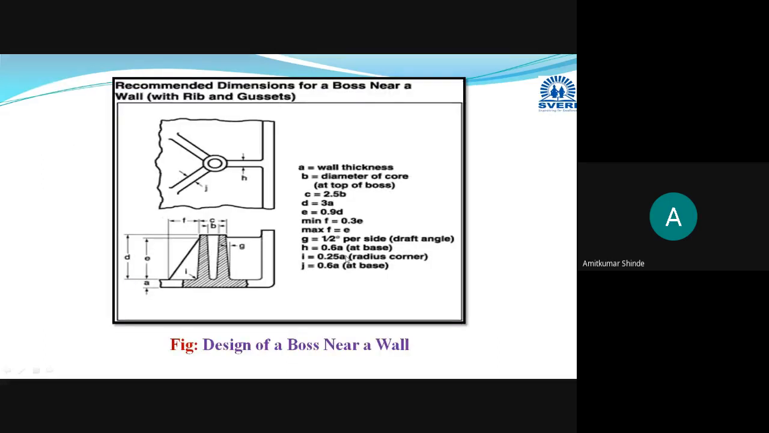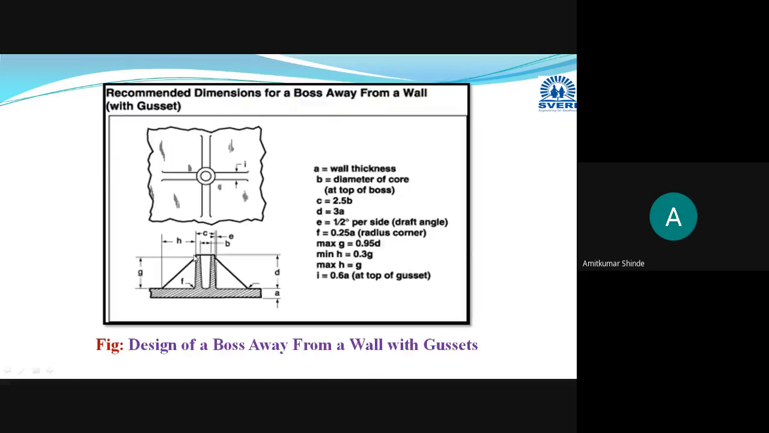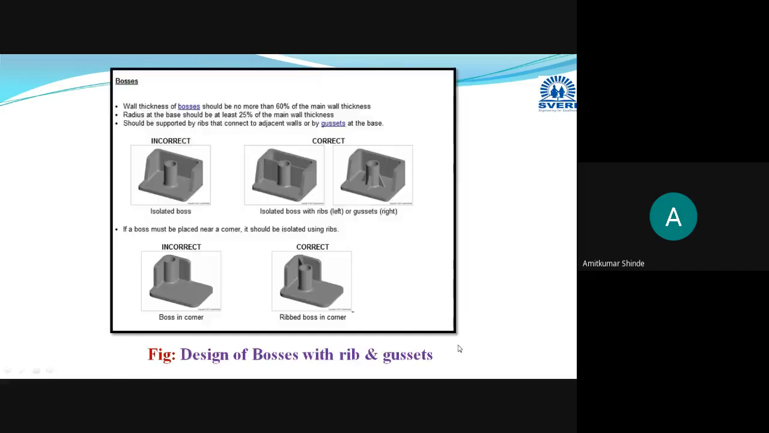by following these guidelines and guidelines related to the rib and gusset, these bosses near a wall and away from the wall are designed. Okay, in this way, in the design of a boss, whenever you are placing it away from the wall, then you have to take the help of the gussets to provide the necessary strength. Okay, and these are some designs of the bosses, which is the most preferred design and which design should be avoided, that are explained here.